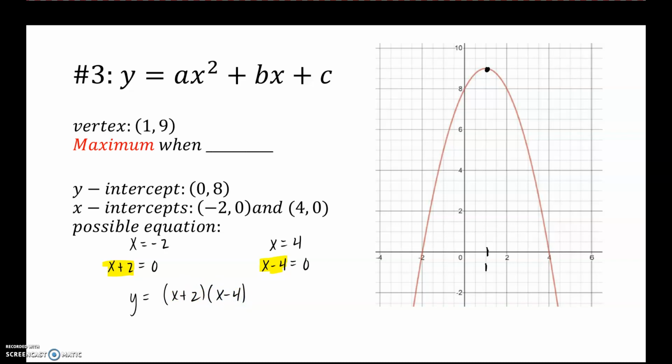But notice now my parabola opens down. So when a parabola opens down, the vertex is the highest point on the graph. It's a maximum. And when does that happen? When my lead coefficient is negative. When a is less than 0, my parabola opens down.